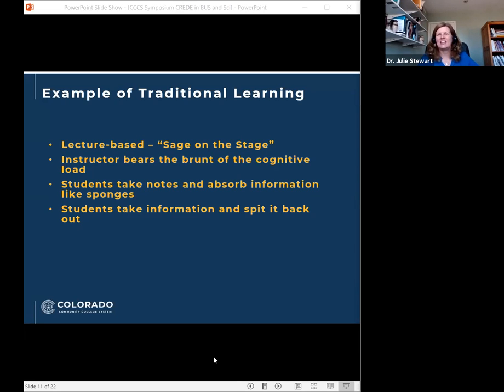We have to get it down the throats of our students. And I think, again, thank you, Leilanda, for rigid. I think there's a rigidity to traditional learning paradigms that exist. And when we think about that, we think about the instructor bearing the brunt of that cognitive load.